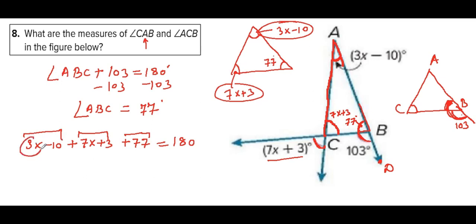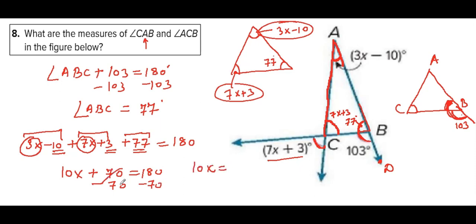So here is 3x and 7x, 10x, and 77 plus 3, 80, 80 minus 10 is 70, is equal to 180. Minus 70 here, minus 70 here. So 10x is equal to 110. Divided by 10, divided by 10, zeros cancel off. So x is coming 12. x is 11, sorry, this is important. We got the value of x is equal to 11.